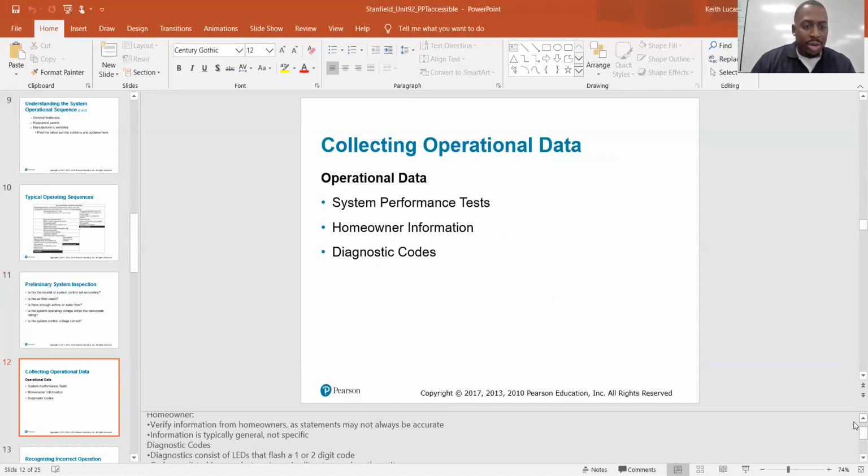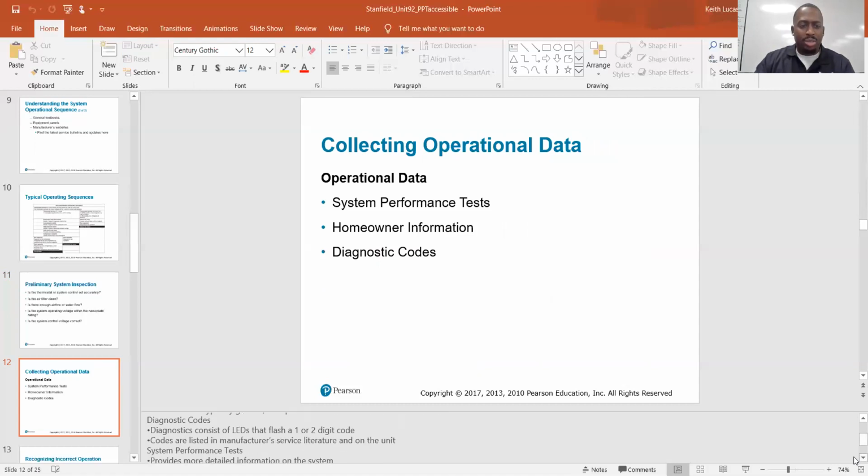Homeowner, verify information from homeowners as statements may not always be accurate. Information is typically general, not specific. So you kind of got to pull as much out of them as you can, and then just take it with a grain of salt and then go see for yourself.